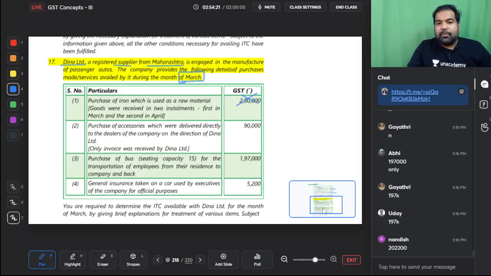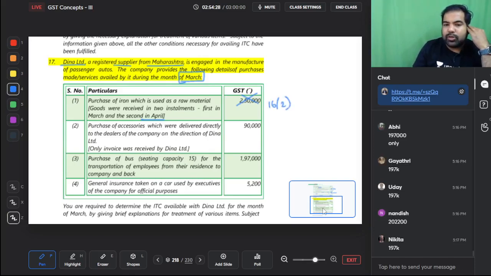Guys, this you will not get, because you received it on April 2nd, so you're going to receive it in April. You will not get the 16.2 DRGR.